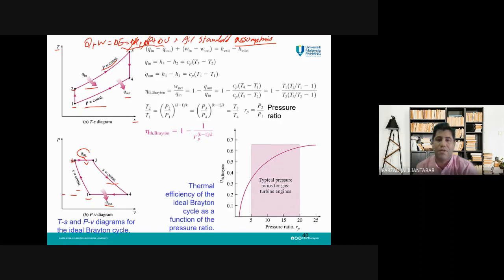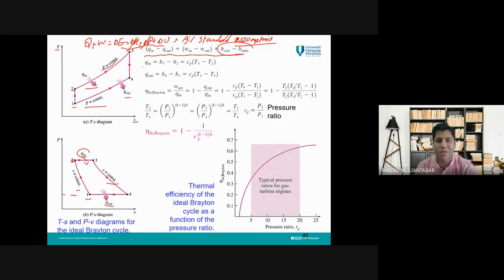Then by these assumptions, we can write the energy balance equation for the cycle and also for the processes which we have here. For the whole cycle, we can write this equation: Q in minus Q out plus W in minus W out equal to H exit minus H inlet. This is the general equation for the whole cycle.